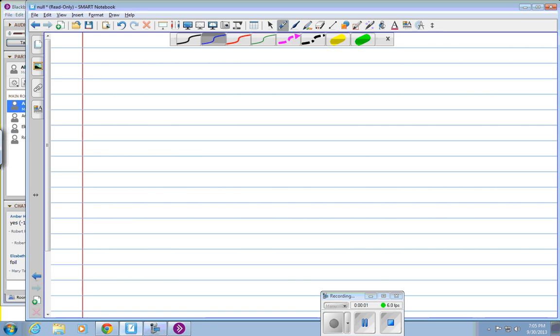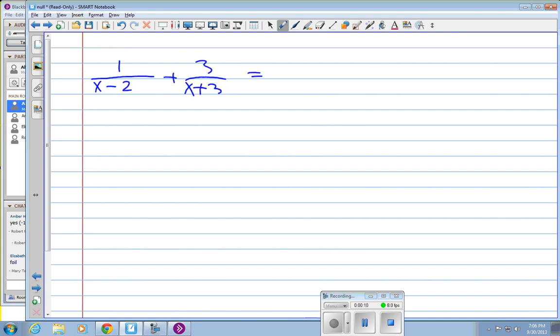That wasn't covered in the earlier session, but so it's 1 over x minus 2 plus 3 over x plus 3 equals 4 over x squared plus x minus 6. So the way we solve equations that involve fractions is first we're going to find the least common denominator, okay? And we do that by factoring. So actually, I'm not going to write it all out, but how do you factor this last denominator?